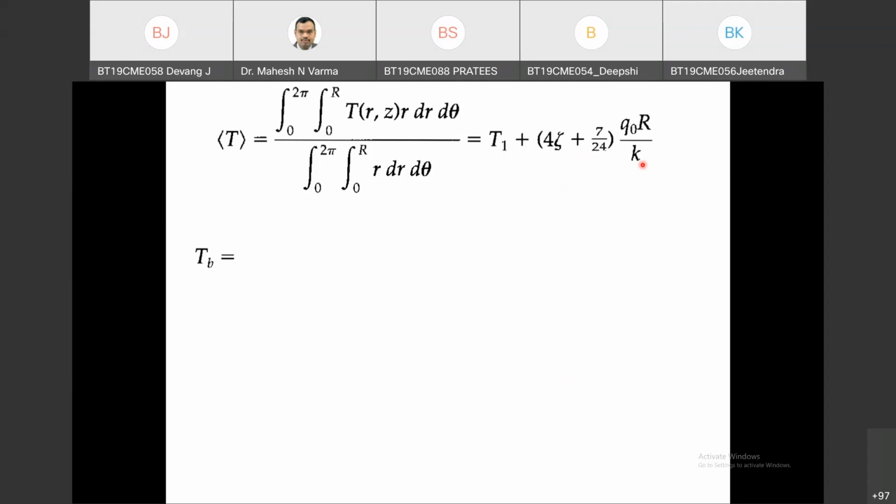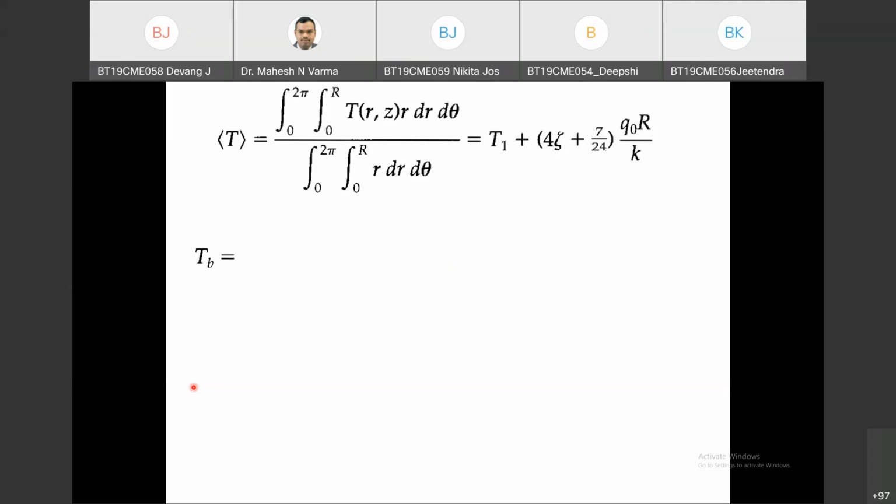Okay, so now this is the bulk temperature. What will be the definition of bulk temperature for flow through a pipe? Roll number 59, Nikita. What is the definition of bulk temperature? Definition for flow through pipe.